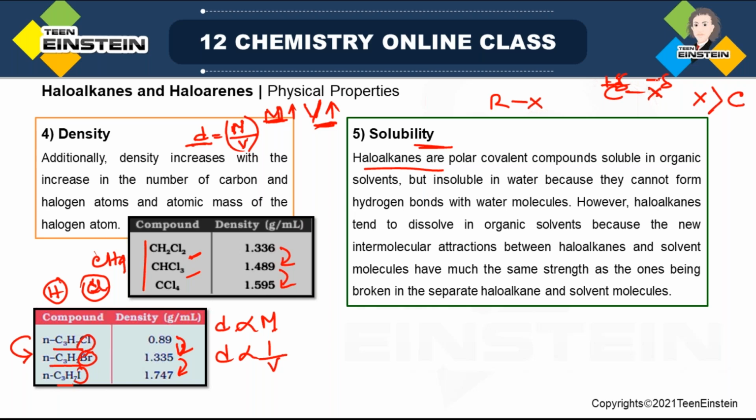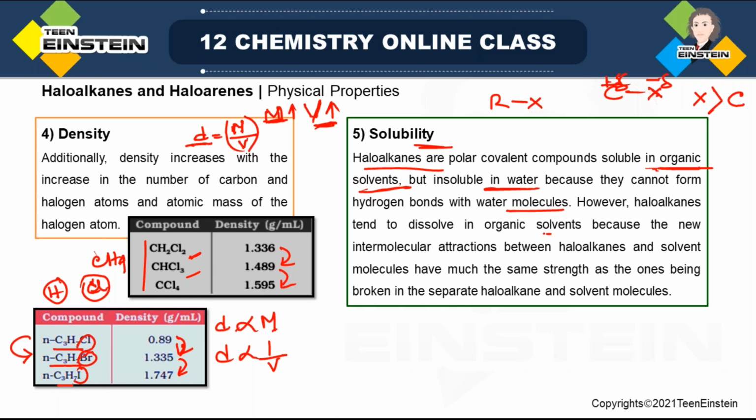It is not a bond between two similar atoms. There is a difference in electronegativity. So though it is a covalent bond, there is still some polar nature. So haloalkanes are polar covalent molecules, and it is observed that they are soluble in organic solvents, but they are not soluble in water. Now the reason is they cannot form hydrogen bonds with water molecules. Fine. So this is the first reason. But why are they soluble in organic solvents?